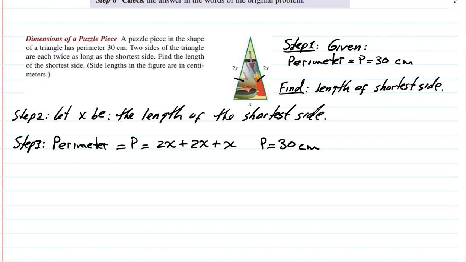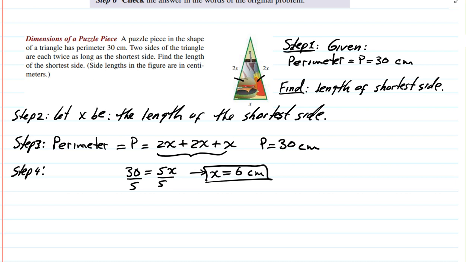All right, so we're getting somewhere with this one. What is step 4? Step 4, we need to solve the equation. So we're going to replace P with 30. And to solve this is so simple. All we have to do is add up all the x's, so we get 5x. And then divide both sides by 5, and x turns out to be 6 centimeters.